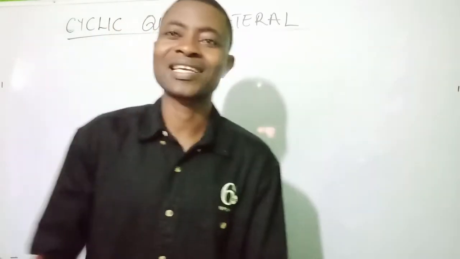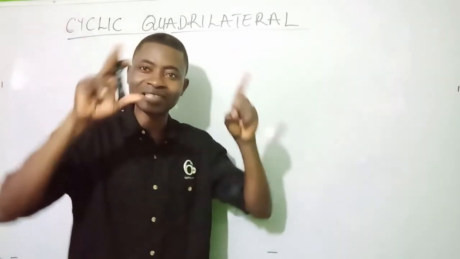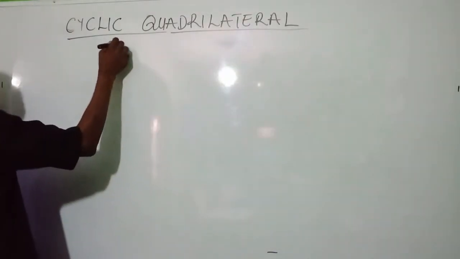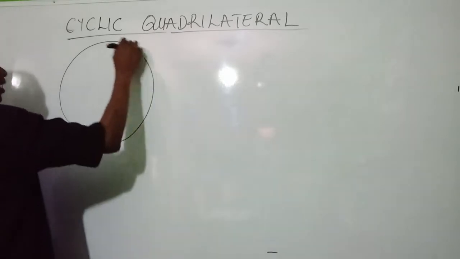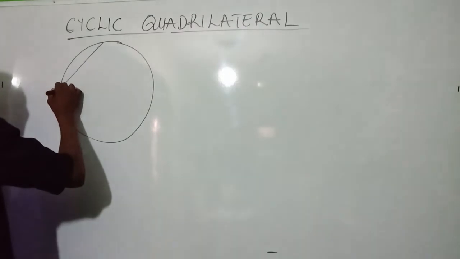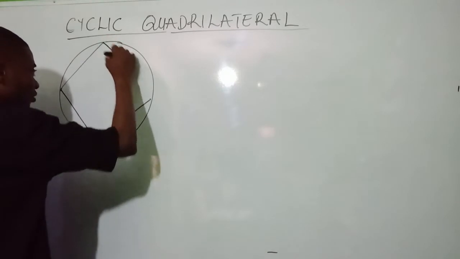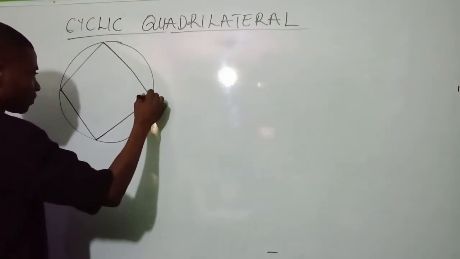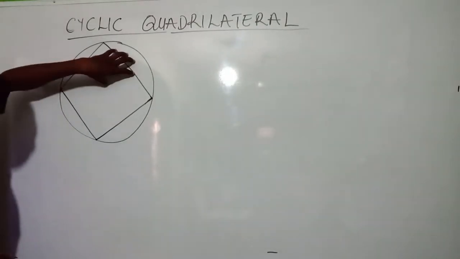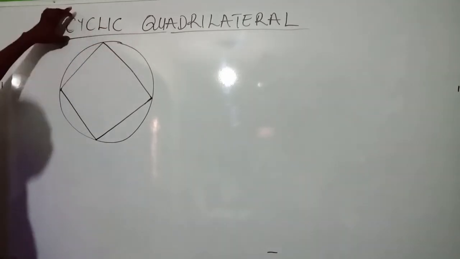Now, from the name cyclic quadrilateral, you can see that two plane shapes are being mentioned here, which of course are what? A circle and a quadrilateral. Like this, a circle and then a quadrilateral. We all know that a quadrilateral is a four-sided plane shape. So when you see a quadrilateral inscribed in a circle, such a shape is called a cyclic quadrilateral.